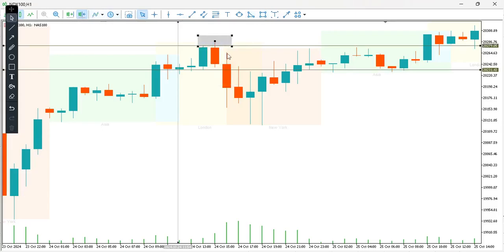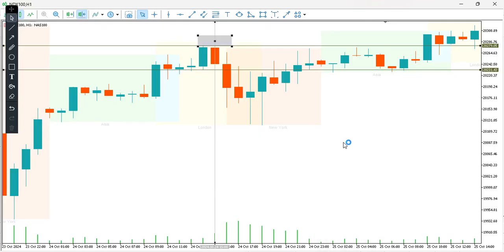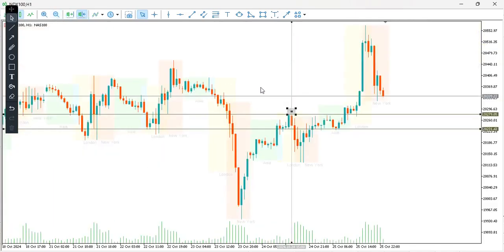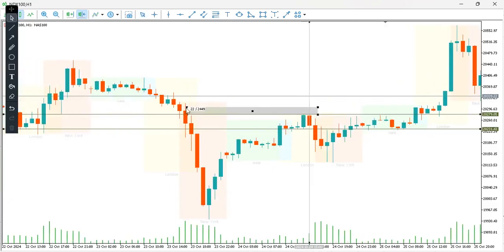You see, it happened in the New York session, in the London session, and in the New York Open. That's where our entry was confirmed. The time of the turtle soup is 3 p.m. I was saying 1 o'clock, but I guess 3 p.m. is also good, which is fine. So the logic is, if you see this candle and you see a turtle soup at a key level, then we have to confirm: is this a key level? Yes, it is a key level, because it happened in our breaker block. That's it over there.